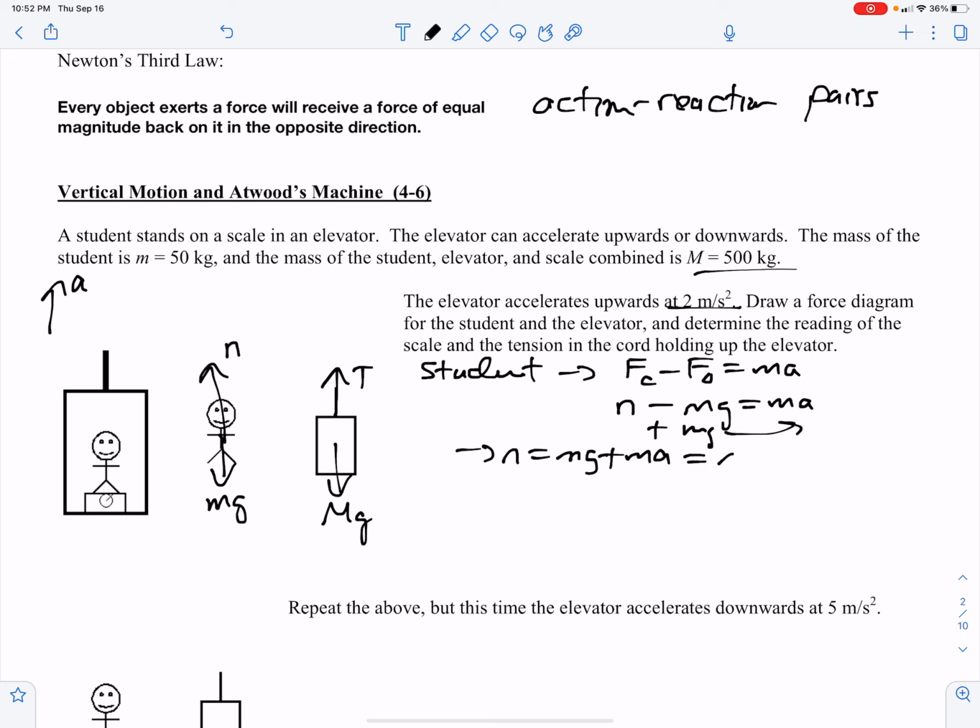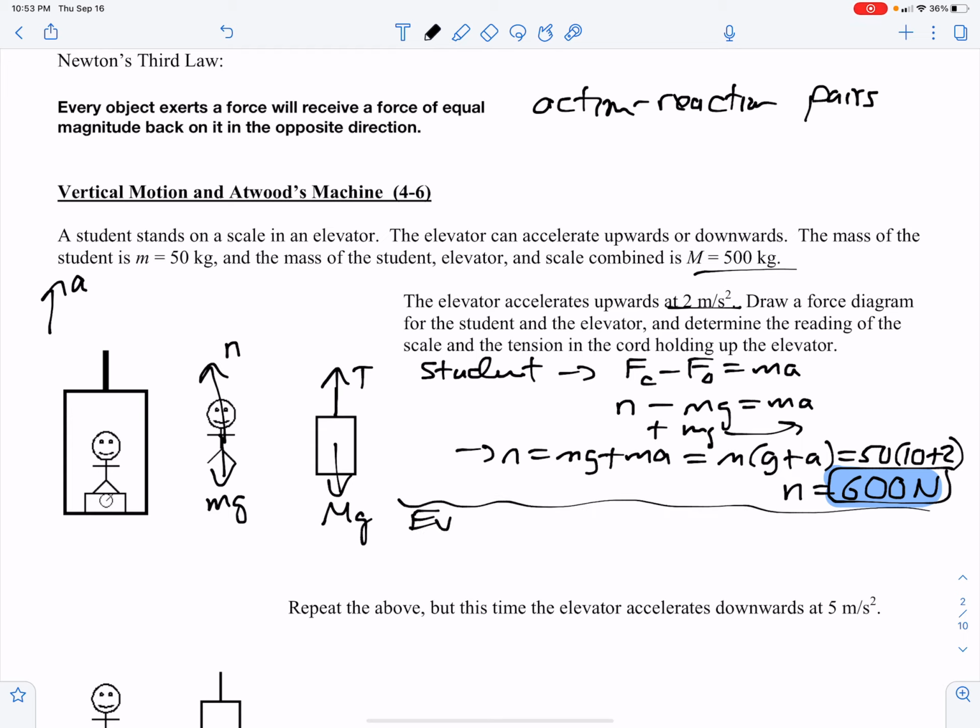Add mg over to the side here, and normal force equals mg plus ma. We can factor out a common m, and it's m times g plus a, which would be 50 times 10 plus 2. And the normal force would be 50 times 12. Well, 5 times 12 is 60, so 50 times 12 would be 600 newtons. Now, that should make sense because the actual weight of the student would be 500 newtons if the elevator was still. The weight and the normal force would balance each other. However, since the elevator is accelerating upwards, the floor and the platform of the scale is going to push on the student's feet with a greater force than their own weight, hence the 600 newtons instead of 500 newtons.